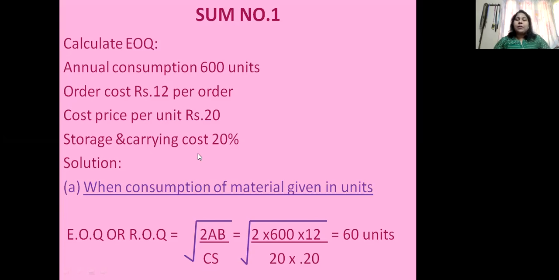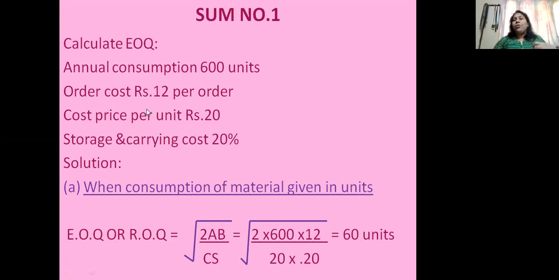Please have some strategy how to recall the things. What A stands for, what B stands for, C, and what is S. Yes, I told you, please have a strategy. S is always given in percentage. A, you know very well, is annual consumption. And C stands for 1 unit cost. Then the remaining will be the ordering cost.